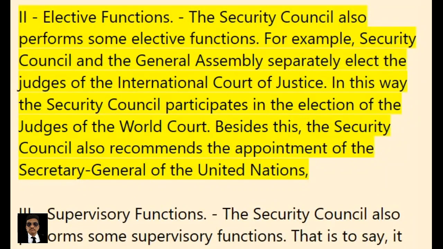2. Elective functions. The Security Council also performs some elective functions. For example, the Security Council and the General Assembly separately elect the judges of the International Court of Justice. In this way, the Security Council participates in the election of the judges of the World Court. Besides this, the Security Council also recommends the appointment of the Secretary General of the United Nations.